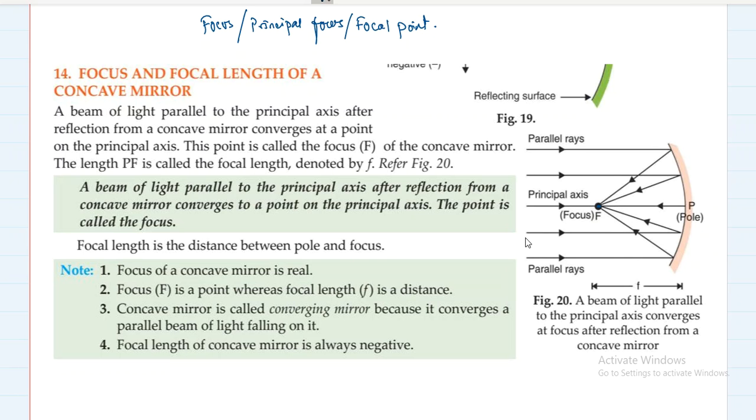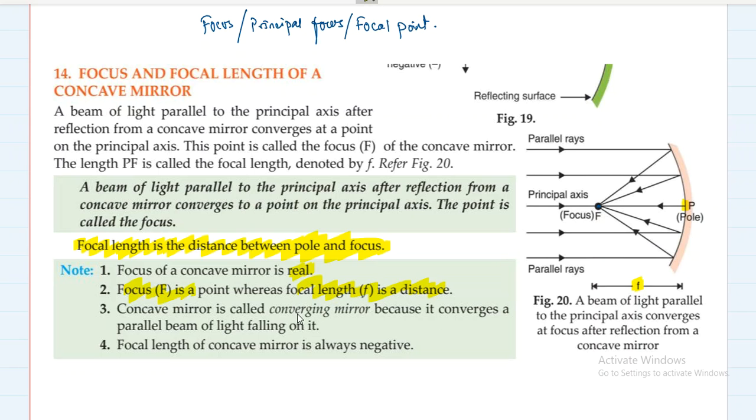Now there are a few things to be remembered regarding focus. The distance between focus and pole is known as focal length. So that's one more definition, focal length. You see this F, this is the distance between focus and pole. Focus of a concave mirror is real. That means the rays of light are actually meeting at this point. That's why it is real. Focus is a point and focal length is a distance.